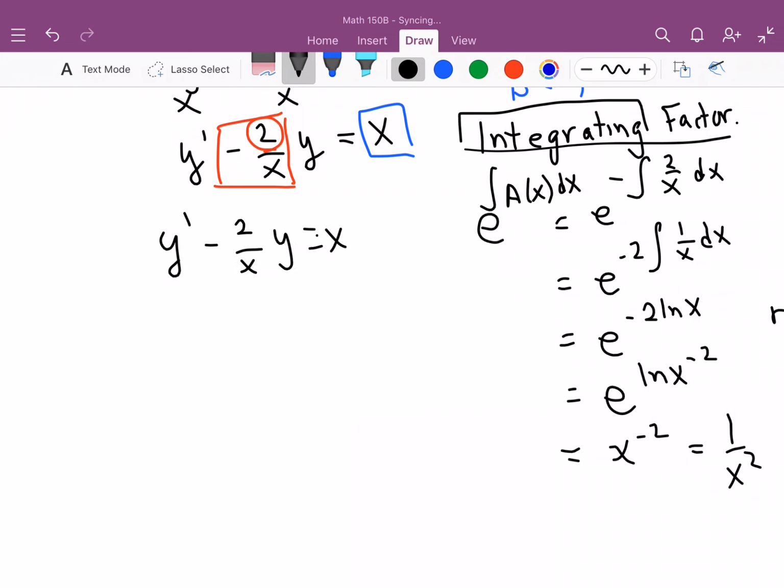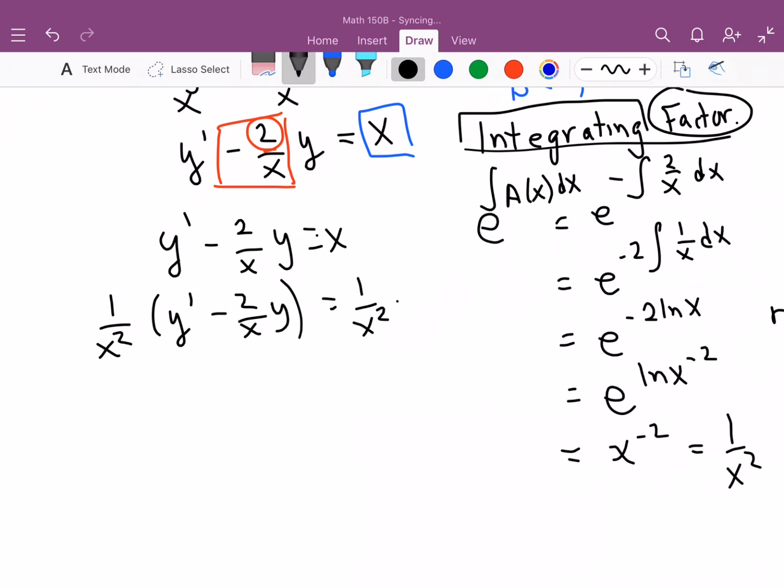Now the word factor usually implies multiplication, and that's exactly what we're going to do. We're going to multiply both sides by 1 over x squared. And so now we're going to get 1 over x squared, y prime, minus 2 over x cubed, y equal to 1 over x. And then here is the most amazing part of the trick, at least for me. I think this is kind of the cool part.